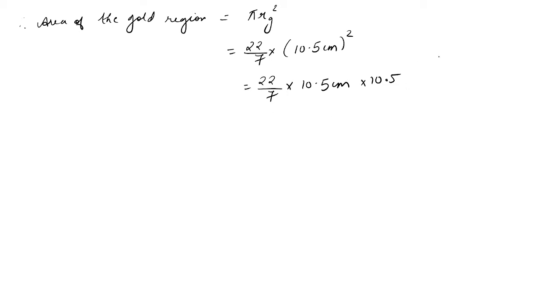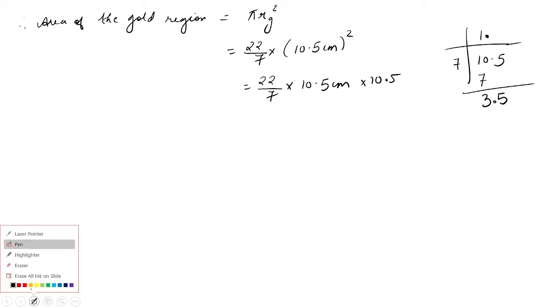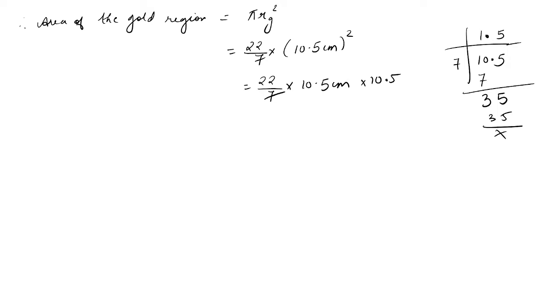Now you look at this 10.5 and with 7, you try dividing. 7 times 1 is 7. You're left with 3, 5, there's a decimal point, so you put a decimal point here. So 7 times 5 is 35. Clear? So 7 times how much? 1.5 is equal to 10.5. So 22 into 1.5 into, this is all centimeter, into 10.5 will give you 346.5 centimeters square. Clear with that?